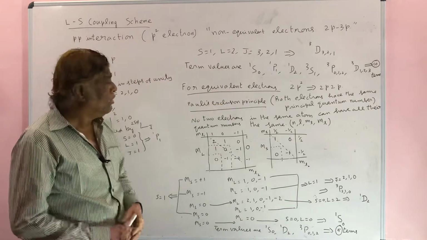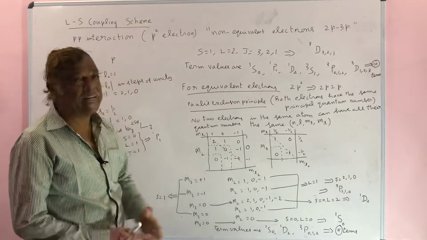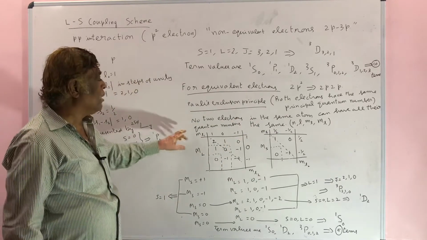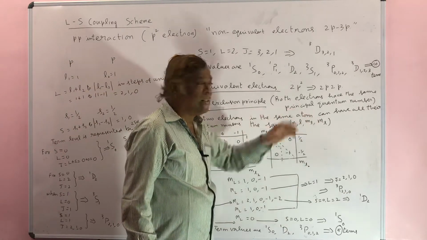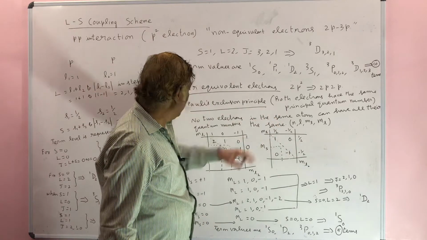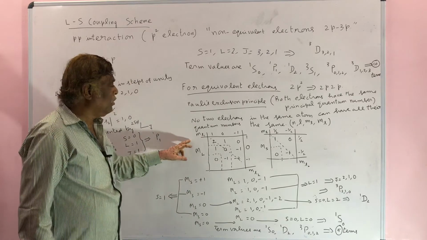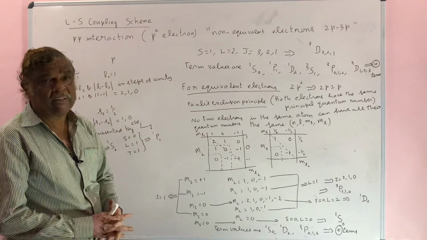If you want to find the terms that arise because of the interaction of the 2 electrons, we have to apply Pauli's exclusion principle, because no 2 electrons in the same atom can have all the quantum numbers the same. So n, l, ml, ms must be different. So you have to apply Pauli's exclusion principle. For this we have to use one scheme. This scheme is called the box scheme.